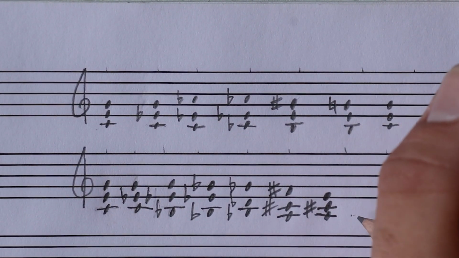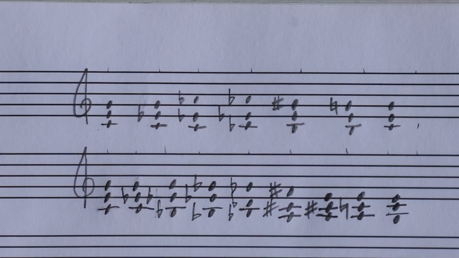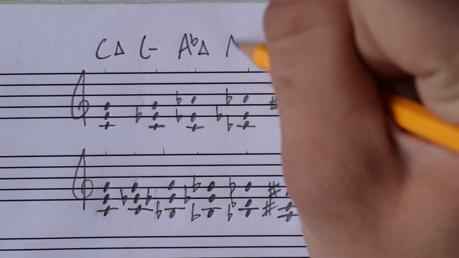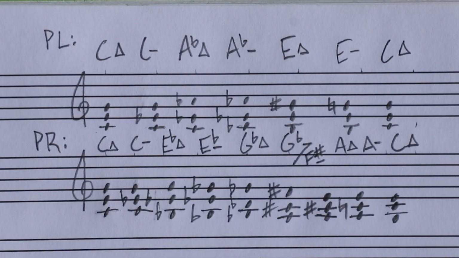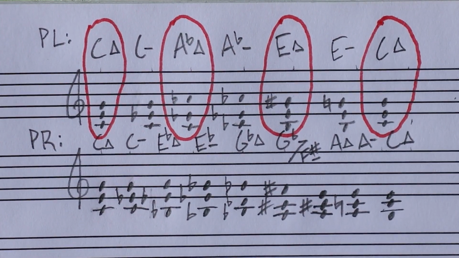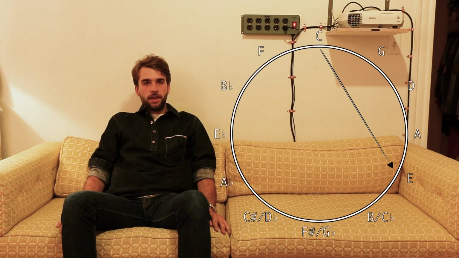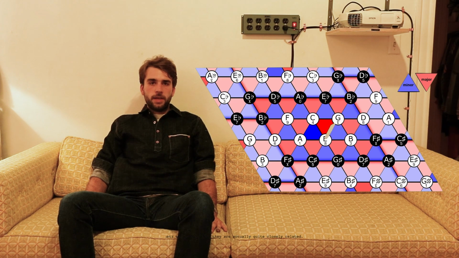But what if we wanted to move directly from one major or minor triad to another triad of the same quality, still using the most economical voice leading? We can combine our binary transformations to create looping cycles of the same quality. Take the PL cycle. These triads appear to be very distantly related on the circle of fifths, but on the tonnetz we can see that they're actually very closely related.